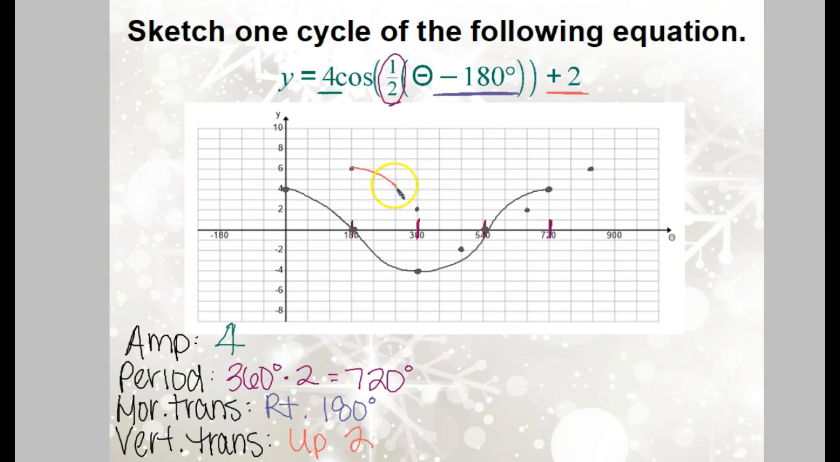So again, we're at our maximum. Here would be that center axis where it would hit. Here's our minimum, back to that center axis, and our full cycle is done.